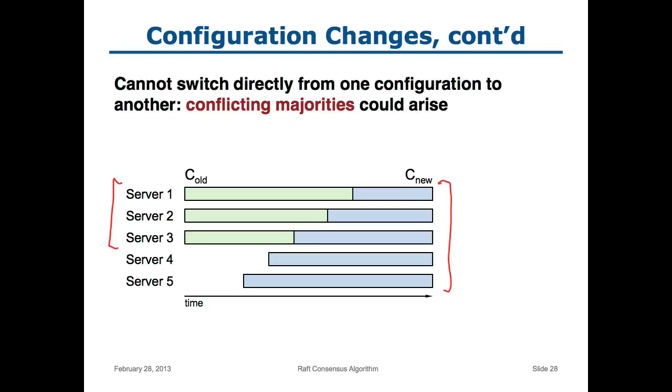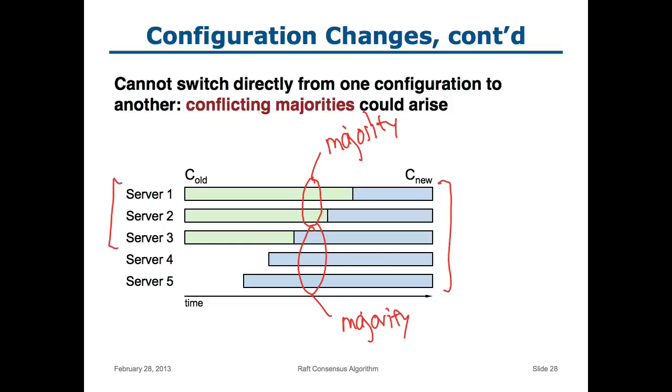For example, there's a point in time where servers 1 and 2 could get together to form a majority of the old cluster, and they could make decisions based on that, such as electing a leader and committing entries to a particular slot in the log. But at the same point in time, the other three servers have switched to the new configuration, and they form a majority of that configuration. So it's possible they could get together with their majority and commit an entry for the same log entry that conflicts with the one committed by the first two servers.